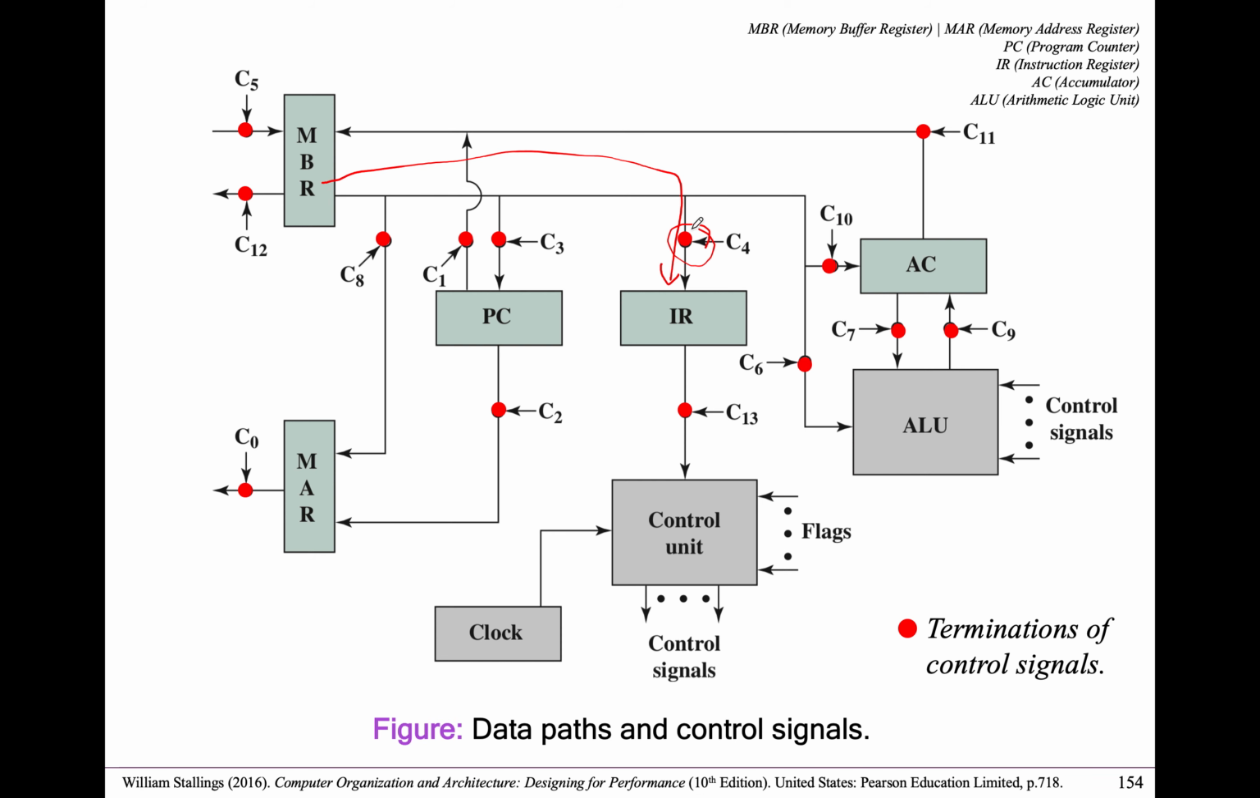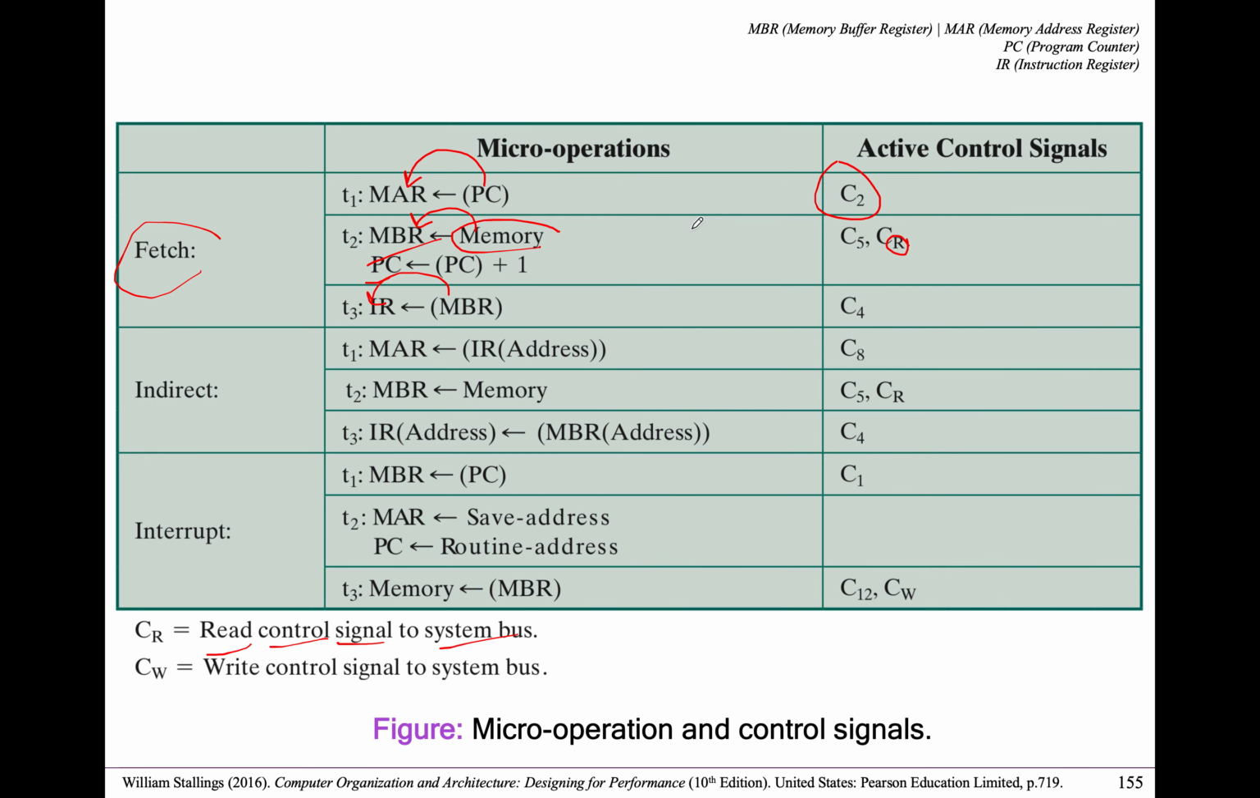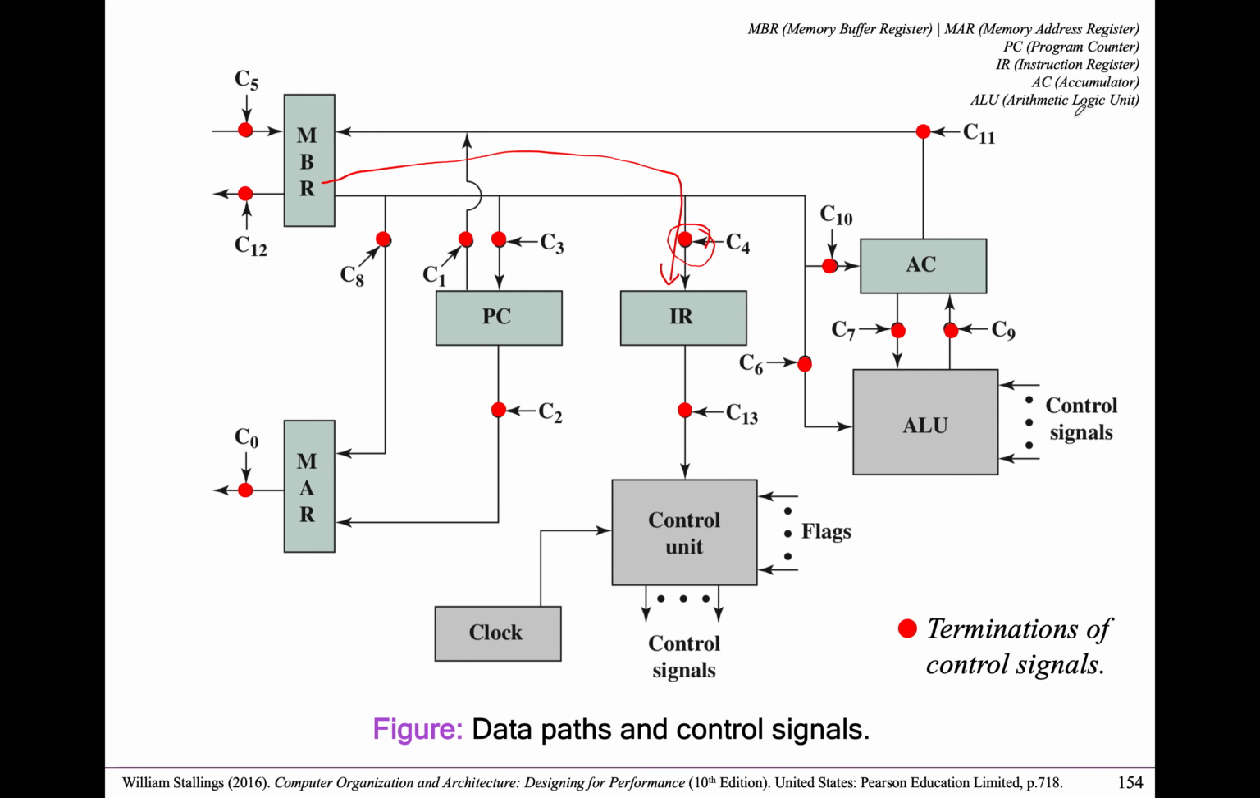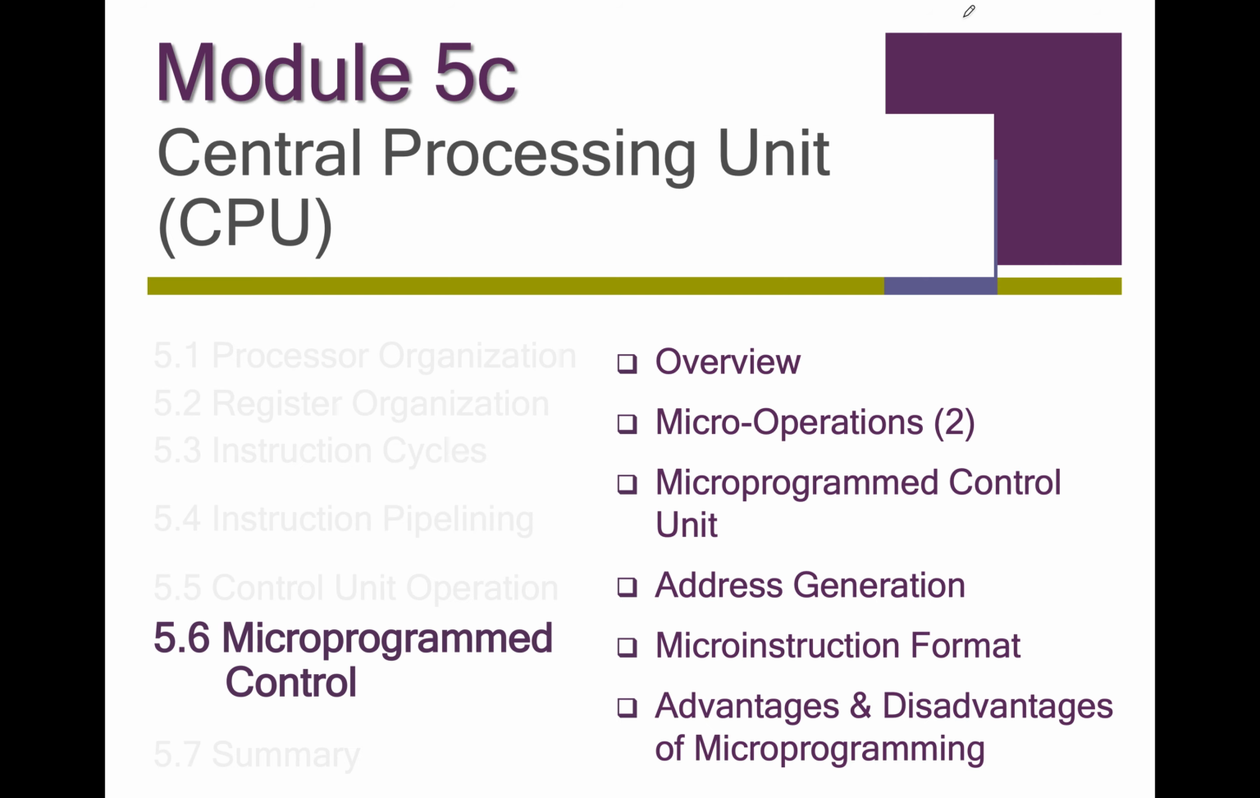So these are the control signals that will be involved. In this table, you are listed all the processes, all the micro-operation processes you already learned in your previous subtopic, and you are going to use only the active control signals shown in this data paths and control signal figure.